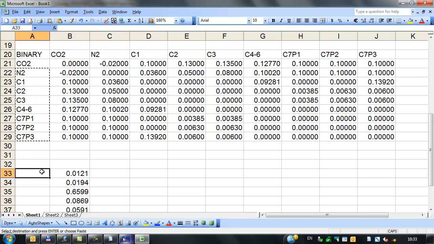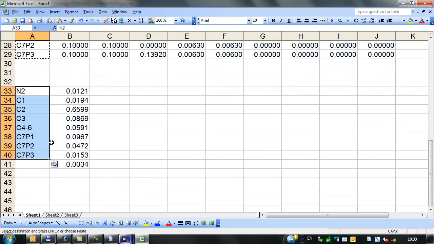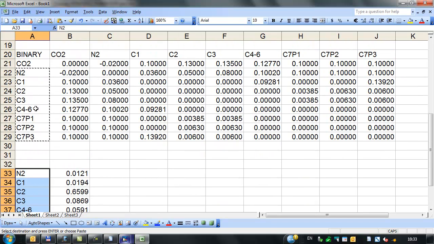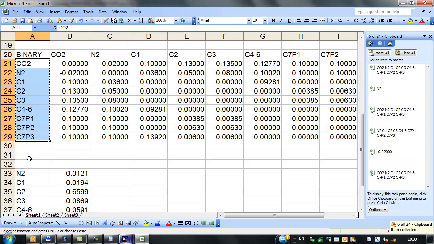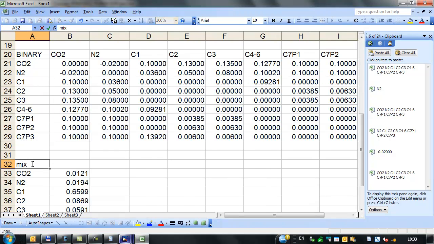I'll show you a little different way of inputting compositions into face comp than we did yesterday. It's a little safer. You put the component names here like that. I'm going to say mix gas condensate. And we'll say it's in moles, just to clarify.